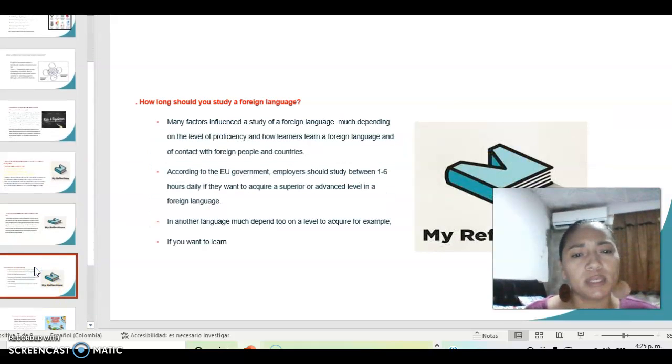How long should you study a foreign language? Many factors influence the study of a foreign language, depending on the level of proficiency, how learners learn a foreign language, and contact with foreign people and countries. According to the EU government, learners should study between 1 and 6 hours daily if they want to acquire a superior or advanced level in a foreign language. In another language it must depend on the level to acquire.